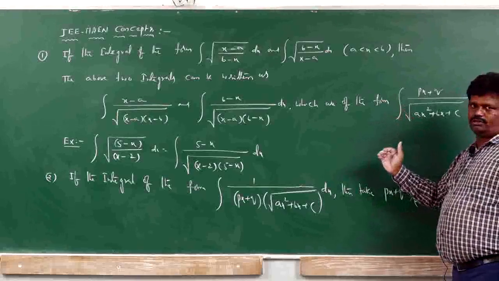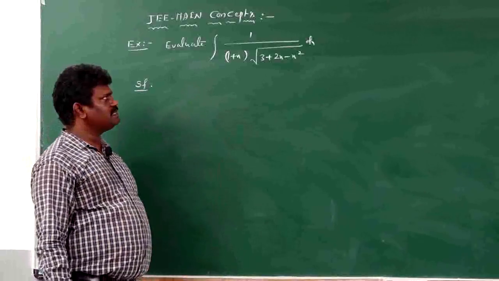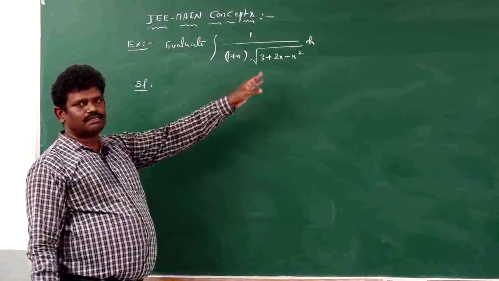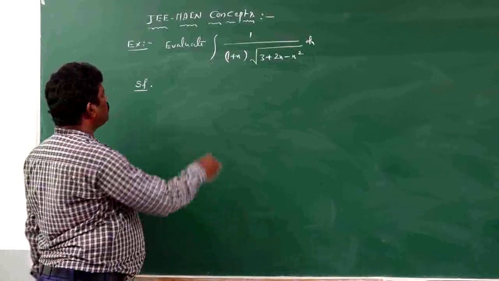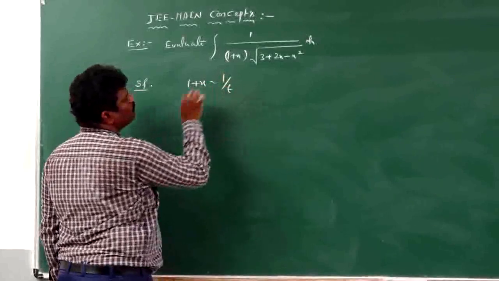So the second model is integral 1 by px plus q square root of ax square plus bx plus c dx. The substitution we use here is px plus q equals 1 by t.